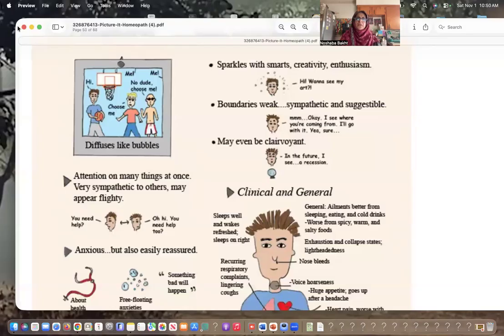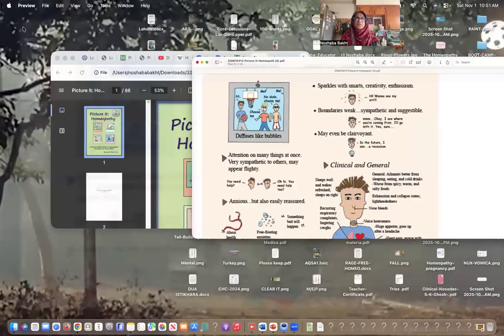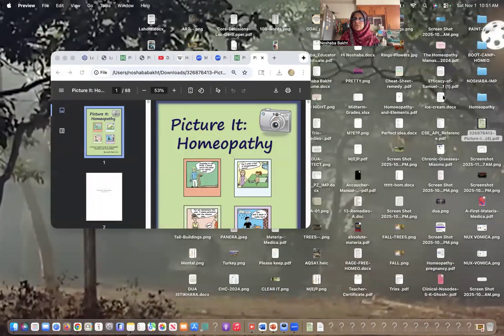So what I'm talking about is the constitution of a person. When I ask, do you love ice cream? Do you love chocolate? Or do you like cold water, warm water? How is the sleep with you? What time do you sleep? What side? This is what I'm trying to get. I'm getting into the constitution of the person. So if we don't have any question, let me see.